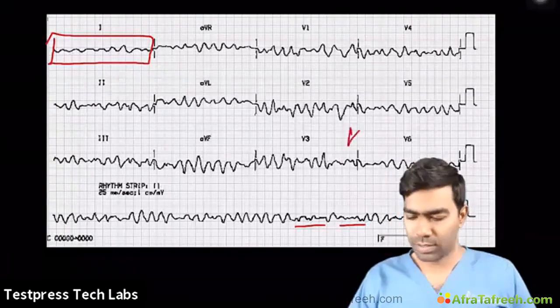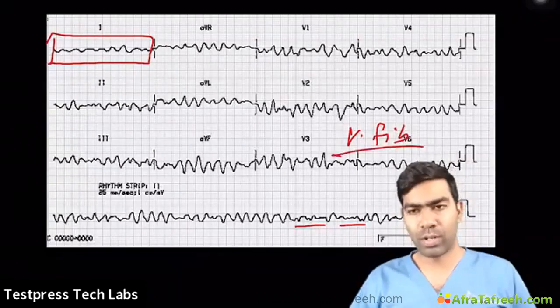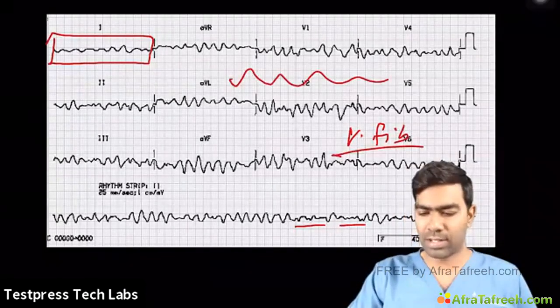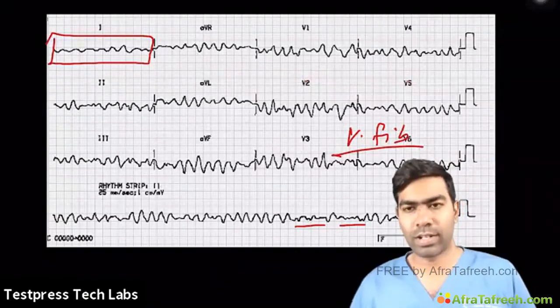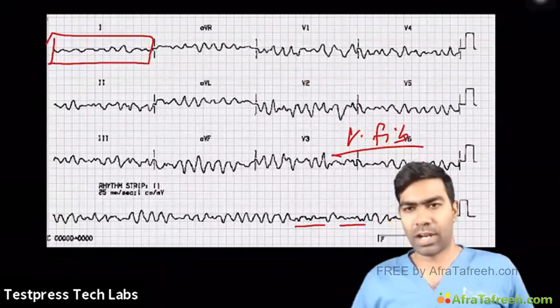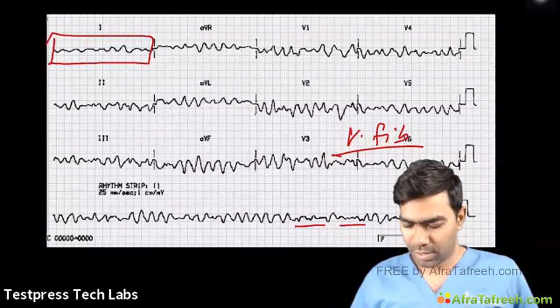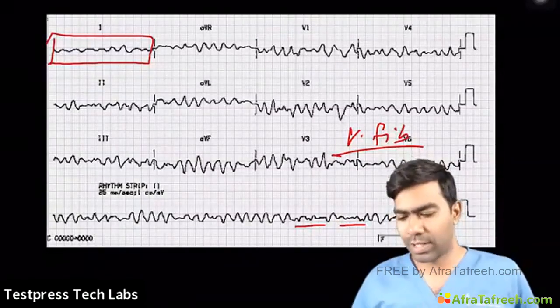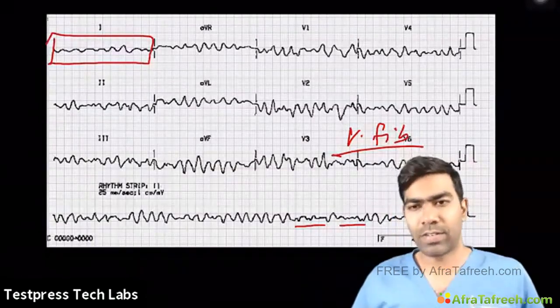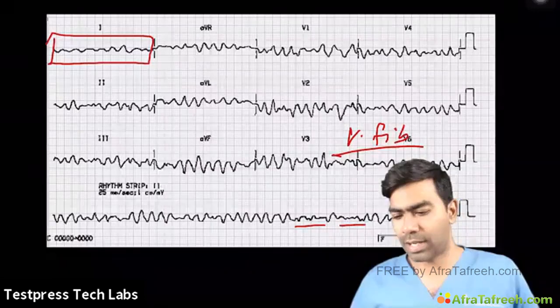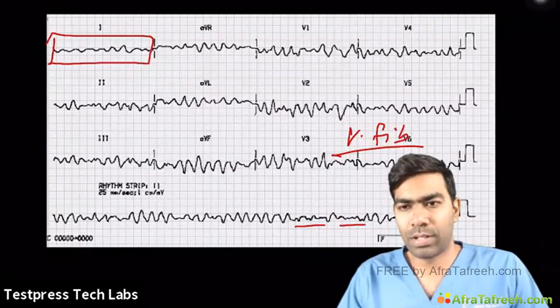No. This is a VFib. This is how it looks like. It looks as if somebody has scribbled on the paper. It's a typical VFib. People are telling AFib and all. It's a huge sin to call this an AFib. And this patient will be coming on the stretcher in coma stage, and he will be having no pulse.